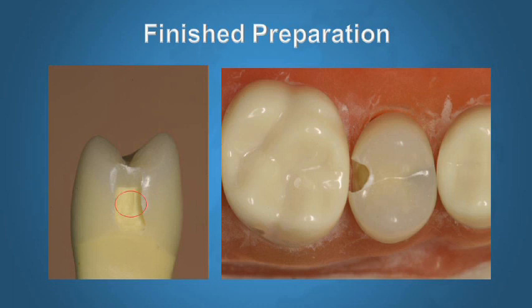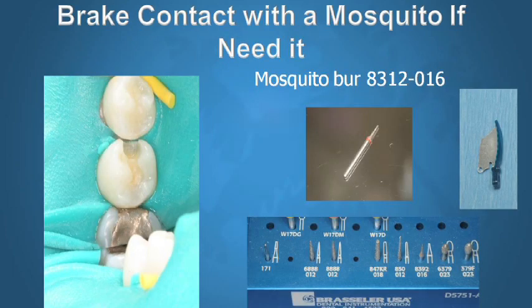So what I tend to use to create that separation, either facially or even cervically, is a little bur, the 8312-016, or you can call it a Mosquito bur. Basically, it's a very tiny, pointy diamond bur, and it's used when there's just a tiny bit of contact left, like you saw on the previous slide. With one quick, careful pass, I will separate the tooth and create the necessary separation so my matrix bands can go through.